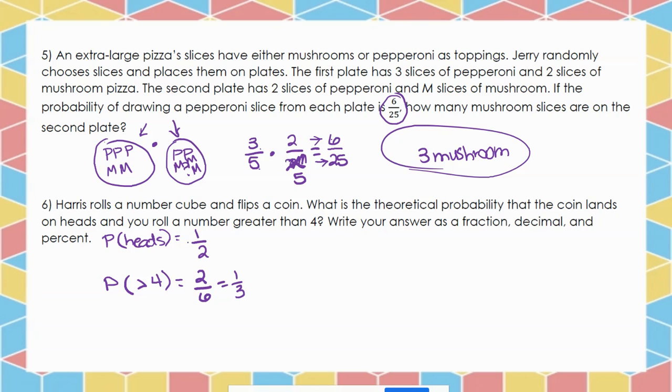So if I'm going to find this probability, then I'm going to do the probability of heads followed by a number greater than 4, and I'm going to multiply them. So I'm going to multiply 1/2 times 1/3. Well, 1 times 1 is 1, and 2 times 3 is 6. So this compound probability is 1/6.